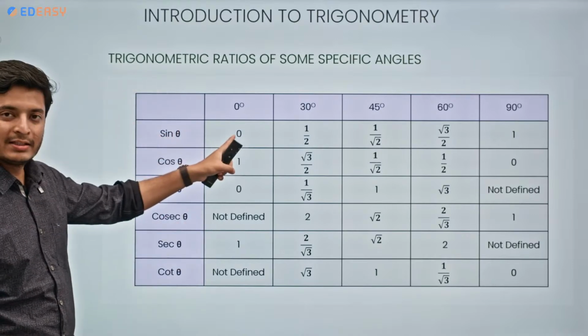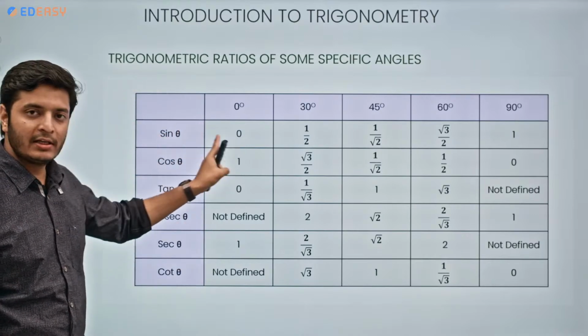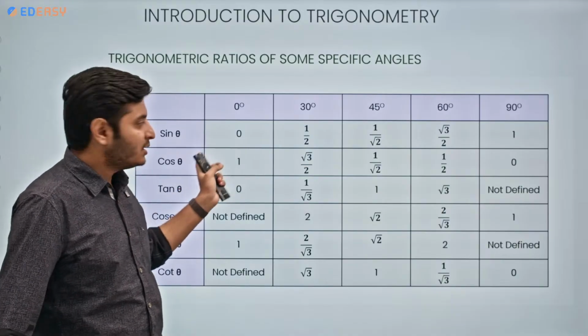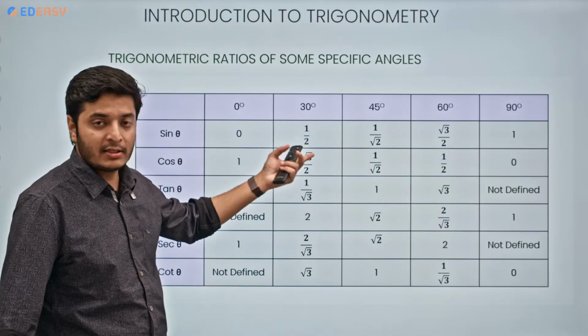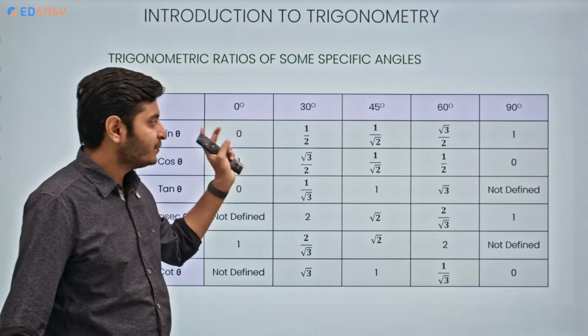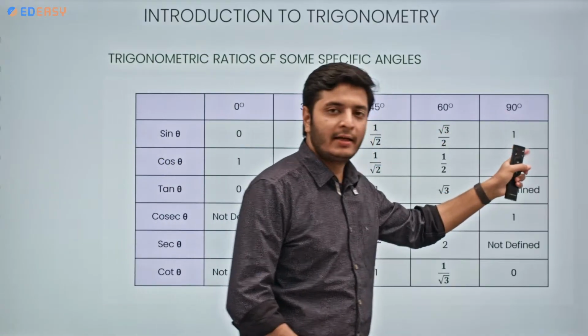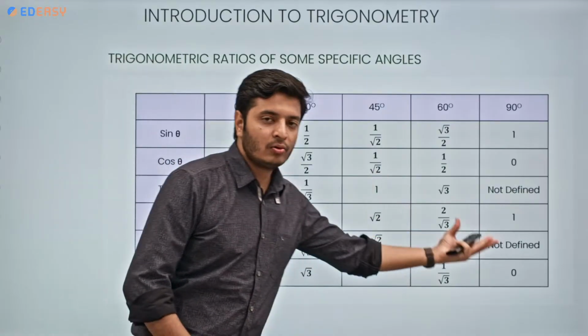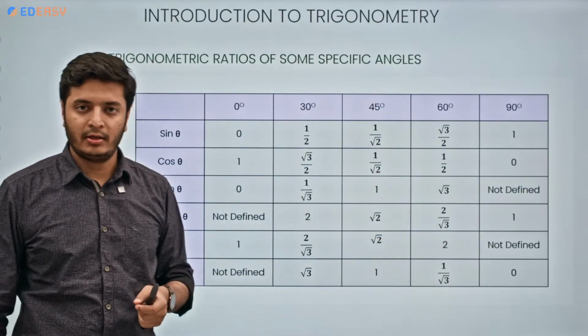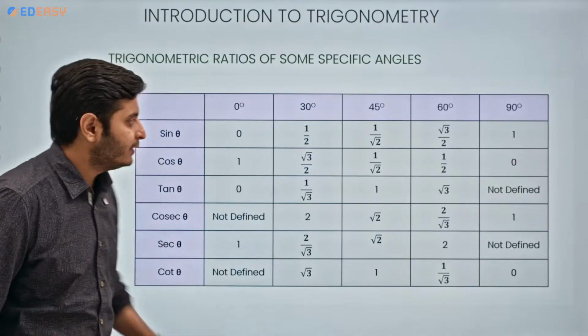Sin theta, when theta is 0, will give you the sin 0 value. When theta is 30 degrees, it will give you 1 by 2. Sin 45, 1 by root 2. Sin 60, root 3 by 2. Sin 90, 1. And so on for any other trigonometric ratio, you can easily find the value.